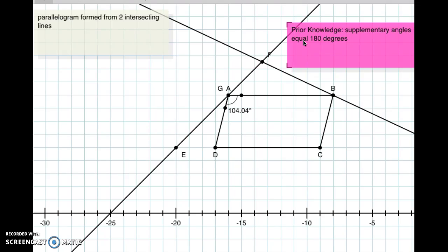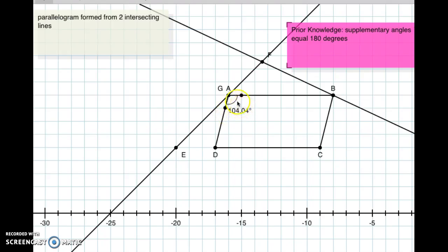supplementary angles are going to be equal to 180, or the linear pairs. So A plus B will equal 180. D plus C equals 180. And so given that, I would have them come up with the rules of a parallelogram.